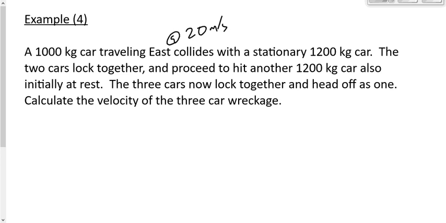How are we going to tackle this? Any ideas? Before I write down any givens, I want to look at how I'm going to tackle this.